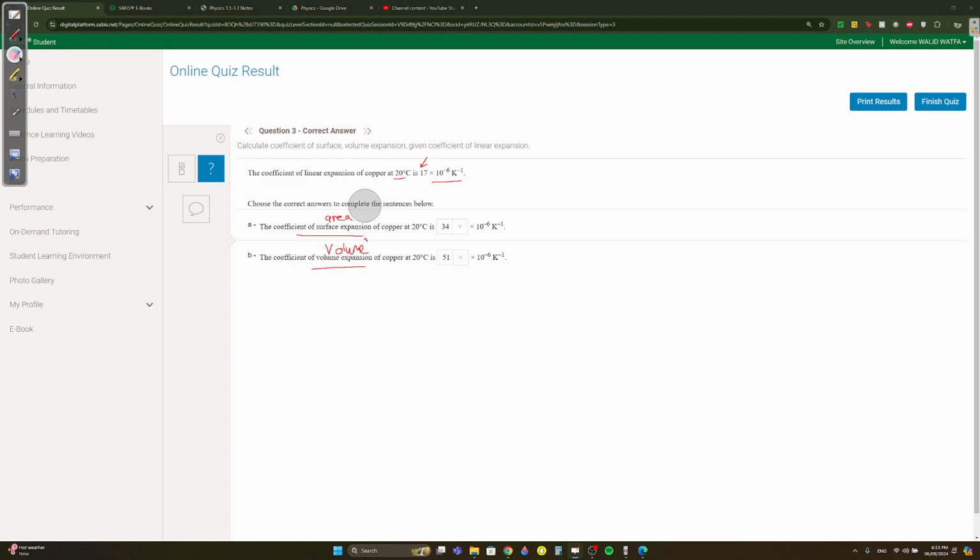In physics, to change from linear to area to volume, here's what you do. I literally just figured this out now. It's 17. Area is square, so you multiply by 2. 17 times 2, 34. Volume is cube, so what do you multiply by? Times 3. What do you get? 51. That's it. Of course, times 10 to the negative 6, but it's already written, so I'm not saying it.